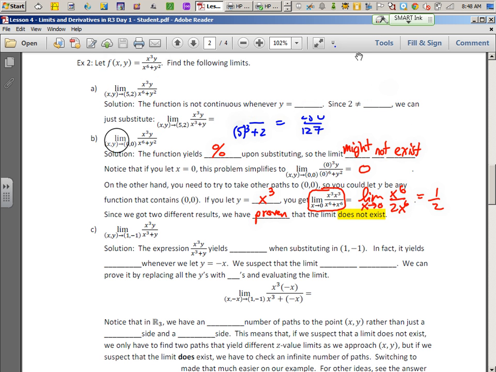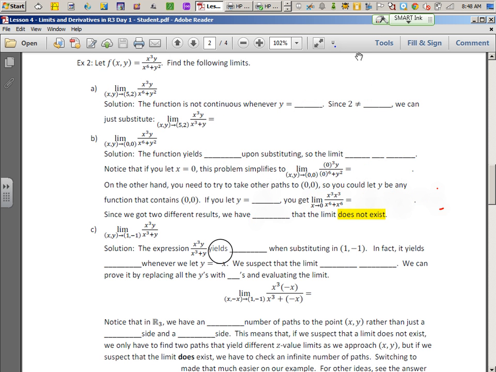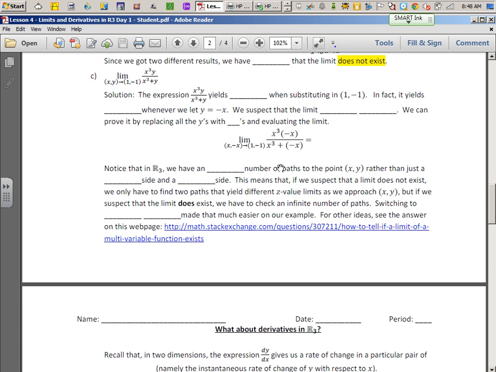Okay, so because of the guessing, most teachers don't expect you to do 50 of these on a test. They just expect you to find a couple paths that sort of disagree, and then you say, well, the limit doesn't exist. Or maybe on the test, I'll say, hey, prove that this doesn't exist. That way you know it doesn't exist, and you're just trying to find the paths.